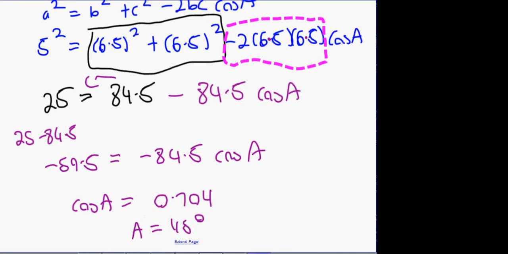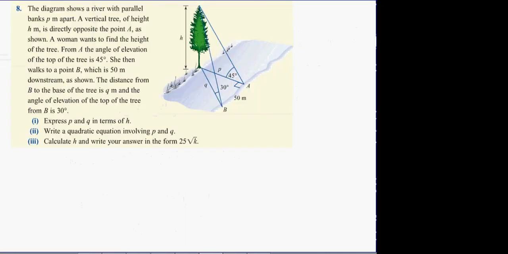Okay, guys. Now, question A. The diagram shows a river of parallel banks P meters apart. The vertical tree of height h meters is directly opposite point A, as shown. The woman wants to find the height of the tree from A. The angle of elevation to the top of the tree is 45 degrees. She then walks to point B, which is 50 meters downstream, as shown. The distance from B to the base of the tree is Q, and the angle of elevation from B to the top of the tree is 30 degrees. Express P and Q in terms of H.